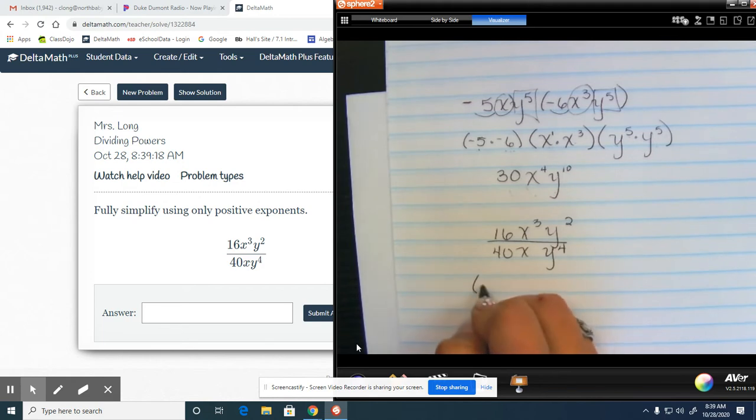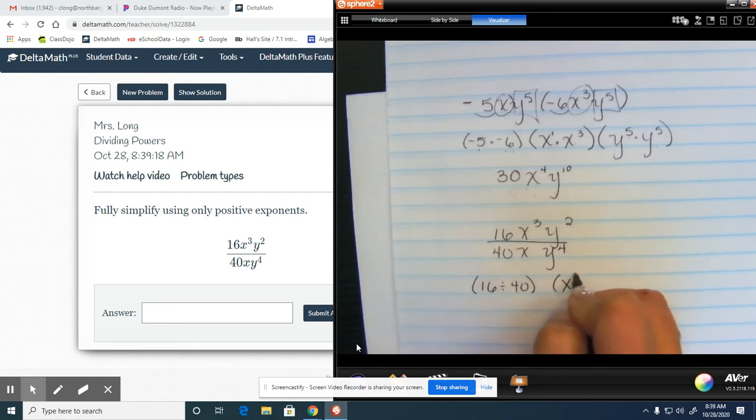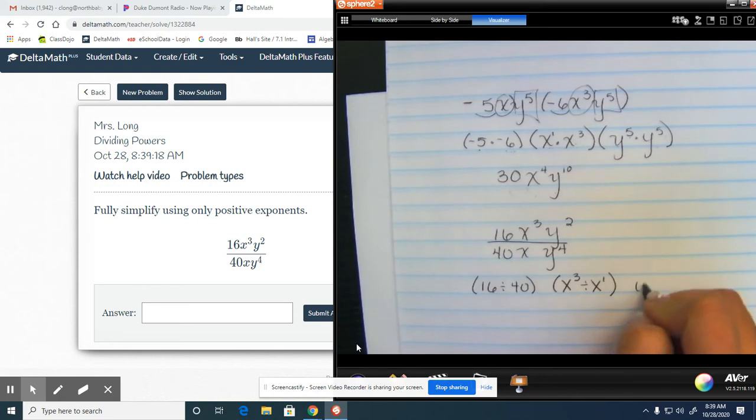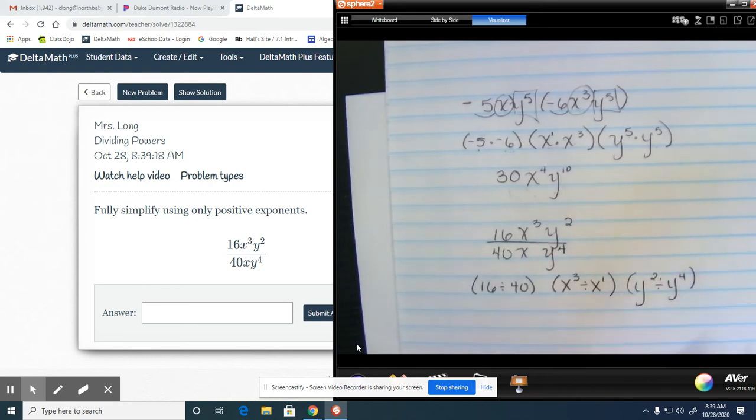I'm going to go coefficients grouped together, 16 divided by 40. I'm going to put my x's together, x to the 3rd divided by x to the 1st, and my y's, y squared divided by y to the 4th. And you work that out. 16 divided by 40, when you put that in the calculator, is going to give you a decimal, and that's when you can use your alpha y equals to convert your decimal into a fraction, because you're going to want a fraction when you're answering these.